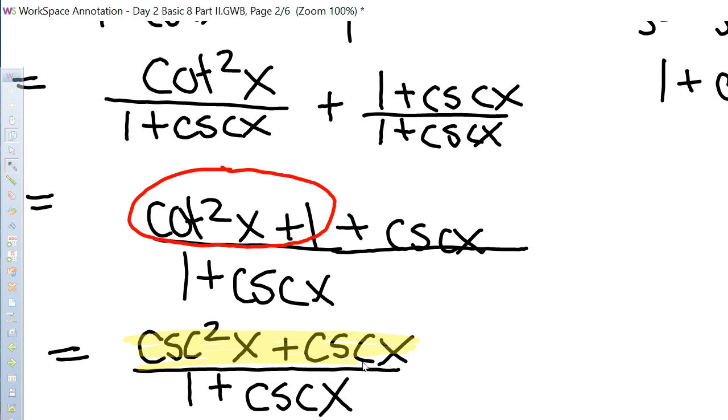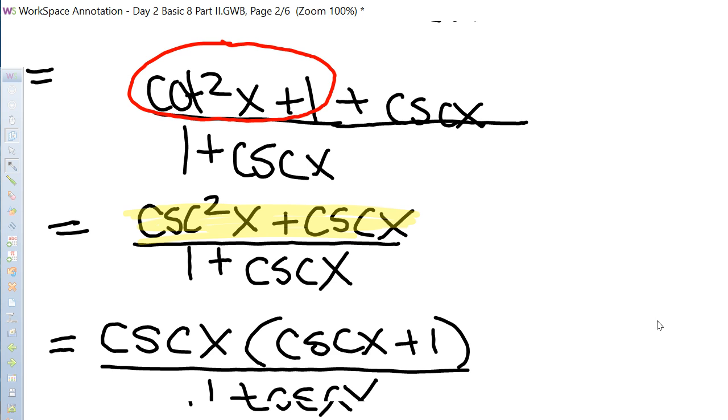Now what happens? Yes, I have cosecant of x plus 1, which is the same as 1 plus cosecant of x due to the commutative property of addition. And my answer is what? Cosecant of x. So you can cancel a binomial with a binomial as long as they are the same binomial. So cosecant of x is the answer.